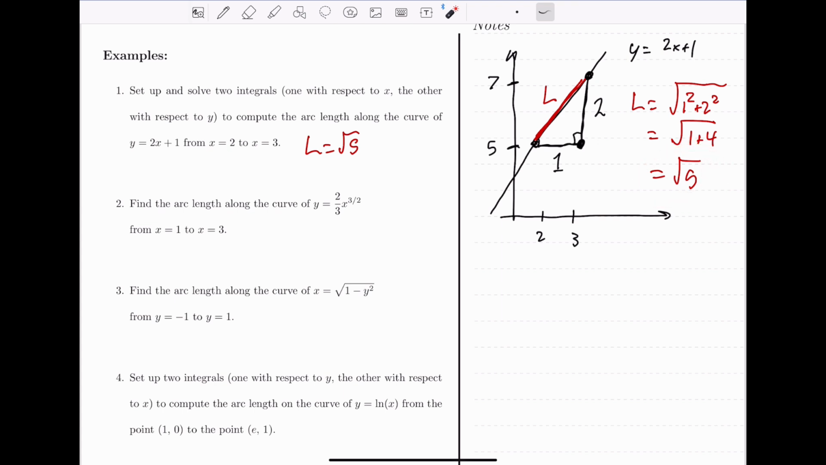So you might think, well, why did we go through all the work of integrating and doing two different integrals if we could have just found the length using the Pythagorean theorem? Well, for this problem, Pythagorean theorem works because we just have a line. But for the next several problems, we do not have just straight lines, so the only way to find the arc length will be to use our integral formulas.